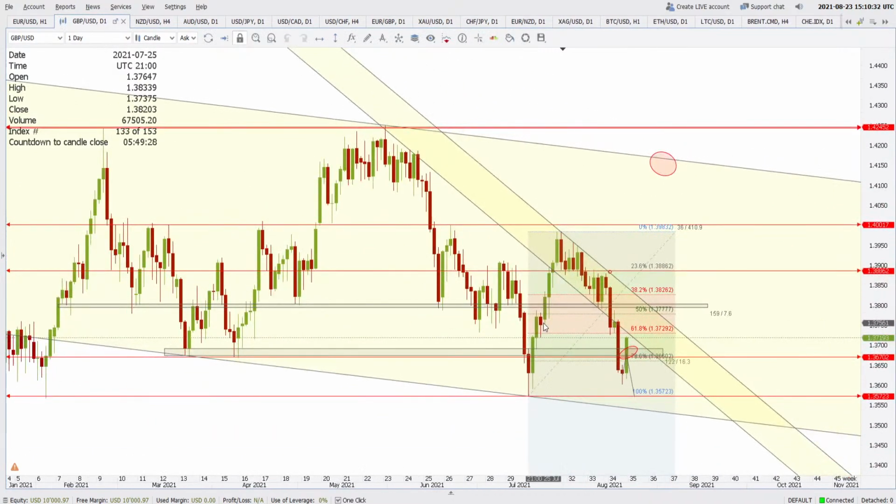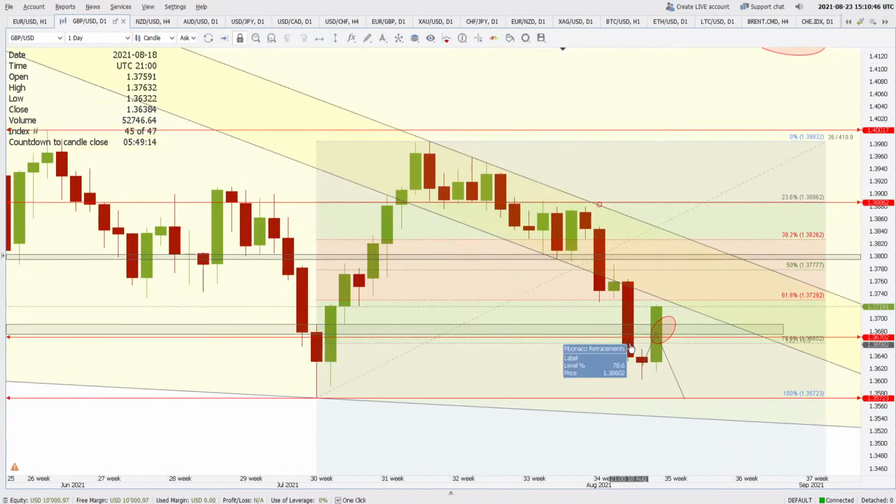Okay, in the Great Britain pound also, we cannot be sure that the buying is happening. Day before yesterday, the candle was a Marubozu to the downside. It was a red candle, and the opening of this candle was at around 1.3759, and the price has not actually reached that level yet.